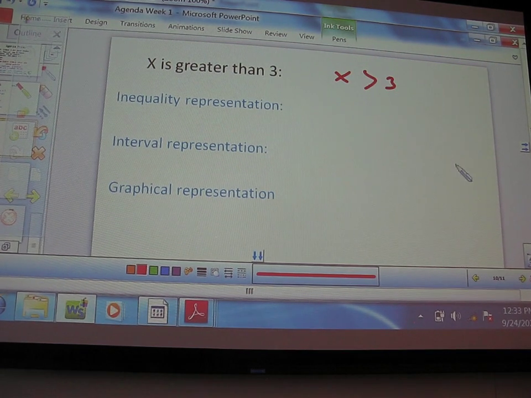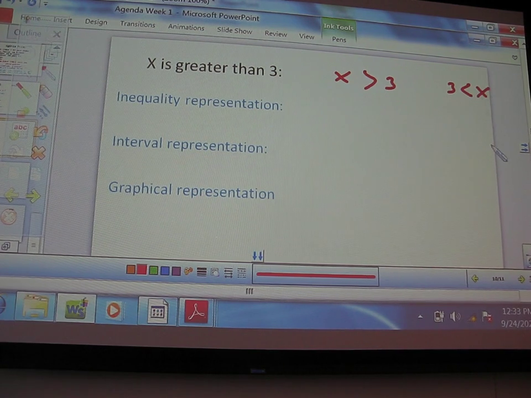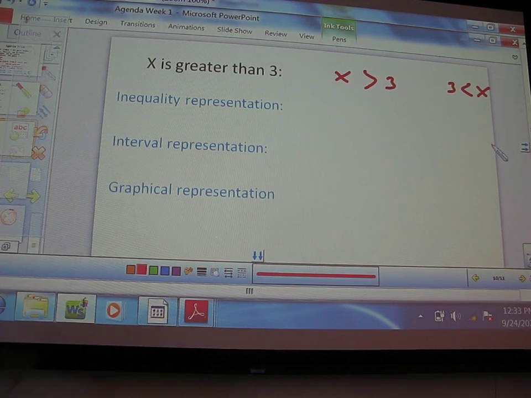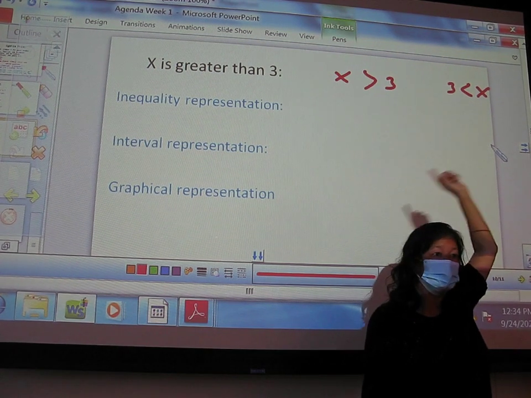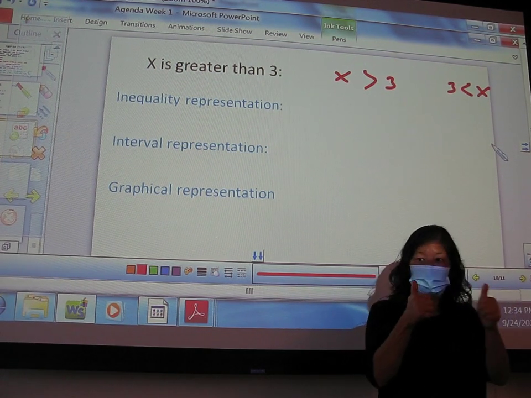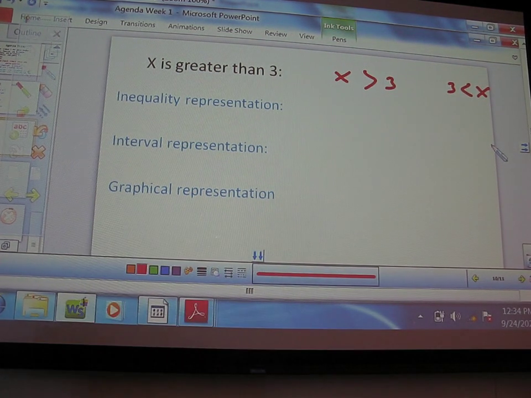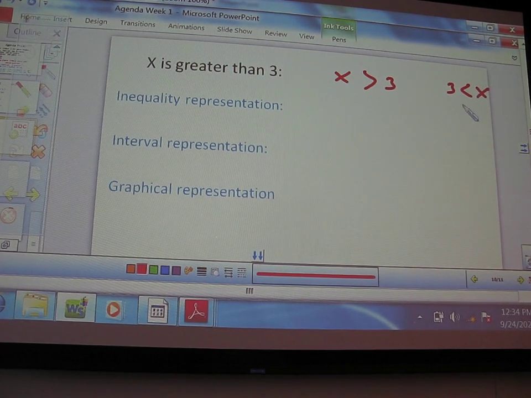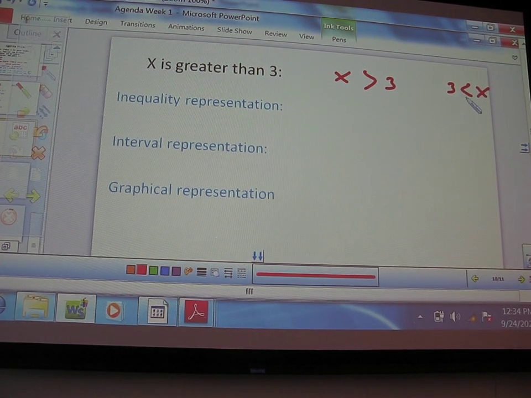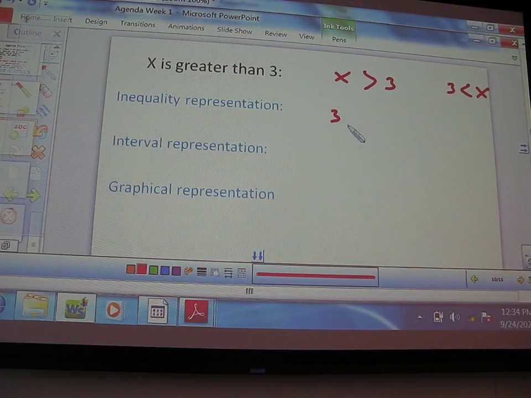Incidentally, this is exactly the same thing as 3 is less than X. They mean the same thing. Either way, X is bigger. You can write them either way, doesn't matter. Good? Everybody on board with that? Both of those things are equivalent. Doesn't matter which way you write it. Okay, so my inequality representation: X is bigger than 3, so 3 is less than X.